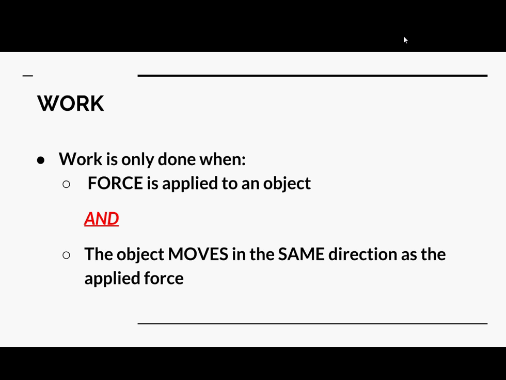So work is done when two things happen. Both of these things have to happen. The force needs to be applied to the object, and the object has to move in the same direction as the applied force. So if I'm applying a force to an object and it's not moving, then I don't have any work being done. It doesn't matter how hard I'm pushing on that object or pulling on that object. If that object is not moving, there is no work being done. So just because a force is applied, it also has to move the object. And the other catch there is it has to move the object in the same direction as the applied force.